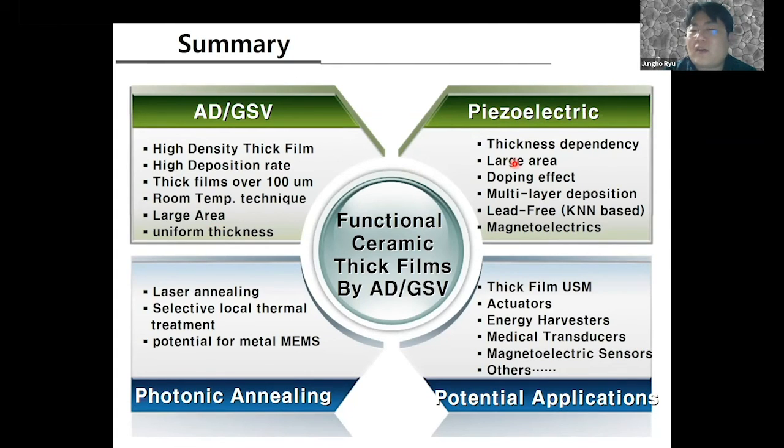And there are many parameters to control the piezoelectricity, like thicknesses, dopings and multi-layers. Lead free is also possible. Magnetoelectric is also possible. And for special thermal treatment, laser annealing is also possible in this case. So we can use this for various kinds of piezoelectric applications, we believe.